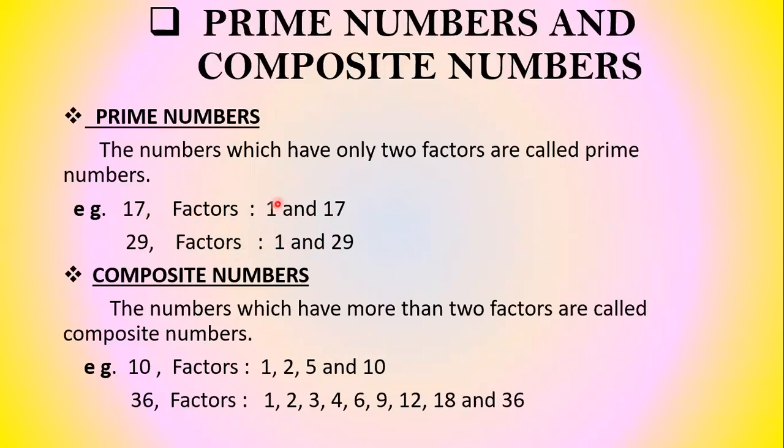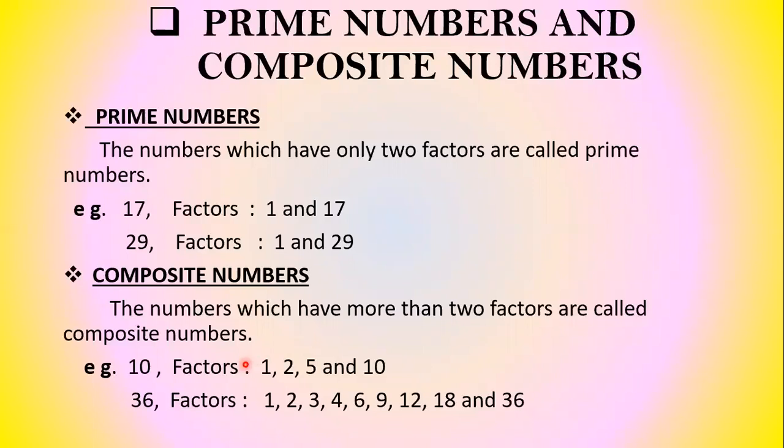Now, in both these examples, one is the common factor and the other factor is the number itself. Such numbers which have only two factors, one will be 1 and the other factor will be the number itself. Such numbers are called prime numbers. Now we will see about the composite numbers. The numbers which have more than two factors are called composite numbers.